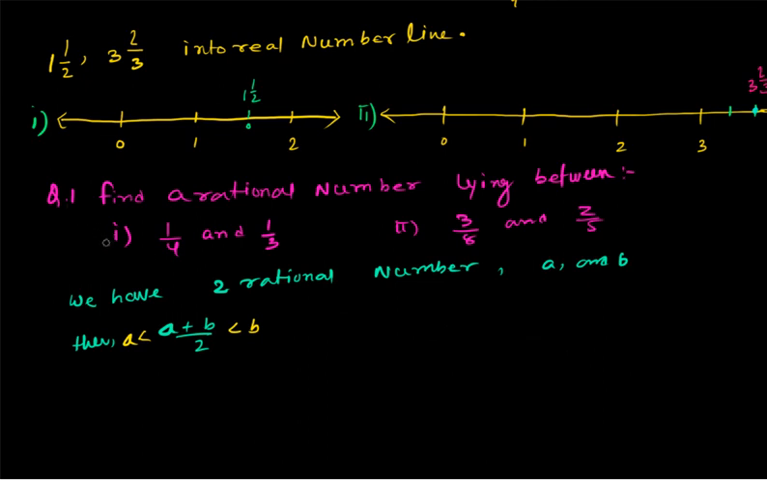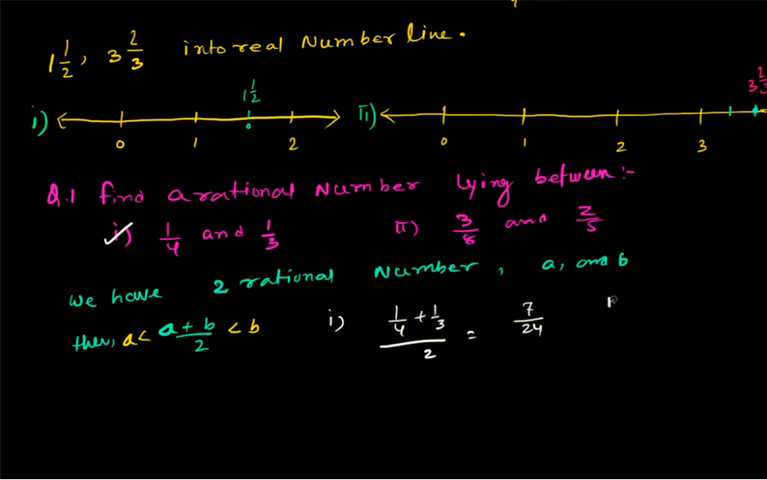So I'm going to do the first one in this method. So for the first one we can write, the number which is between 1 by 4 and 1 by 3 can be 1 by 4 plus 1 by 3 divided by 2. So it's 7 by 24. The 7 by 24 will be in between 1 by 4 and 1 by 3.